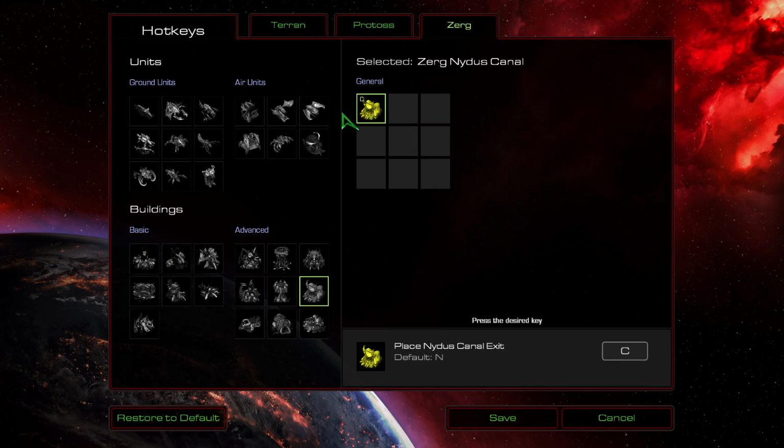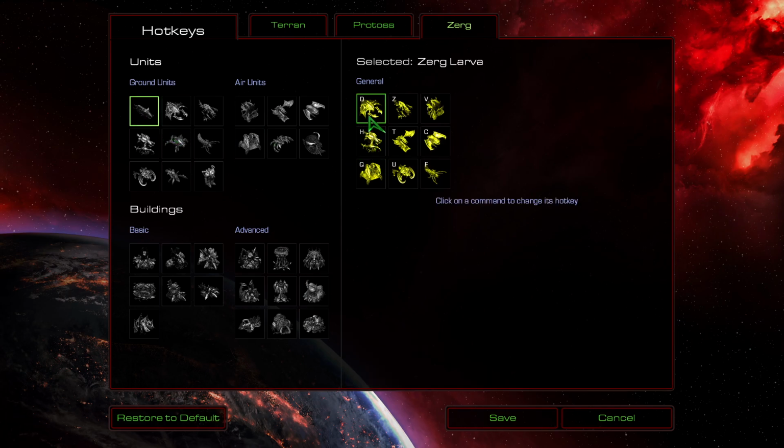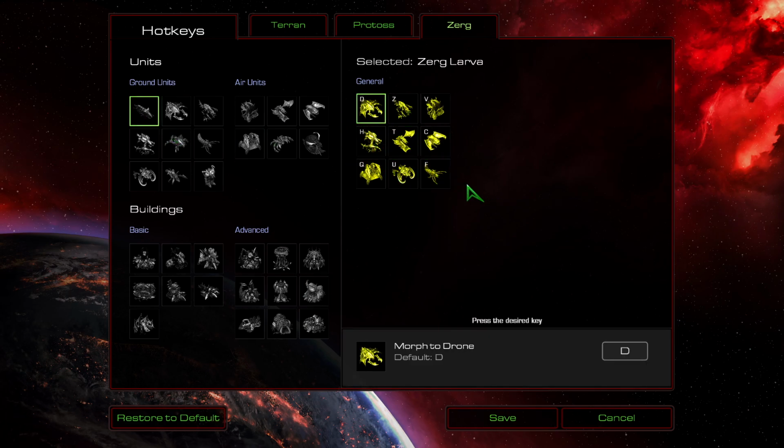But C, I'm a very strong mnemonic kind of learner. So Z for Zergling, D for Drone, H for Hydra, all of that. And then some exceptions with T for Muta, V for Overlord, C for Scourge, and F for Defiler.